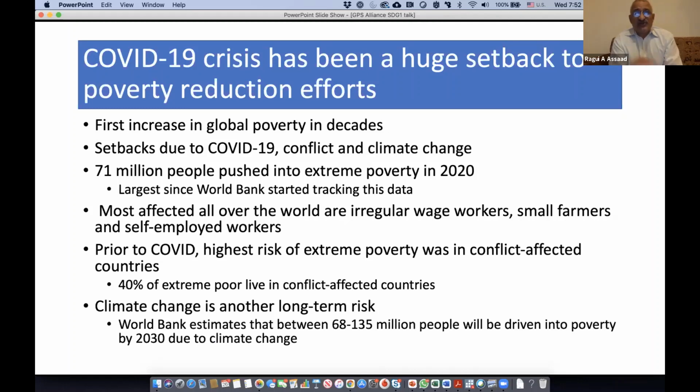Now, climate change is another very important long-term risk. And in fact, it's a risk that is increasing to some extent. World Bank estimates are that between 68 and 135 million people will be driven into poverty by 2030 due to climate change. Poor countries tend to be affected much more by climate change, and it's going to drive a lot of people into poverty unless we do something to mitigate the climate risk.